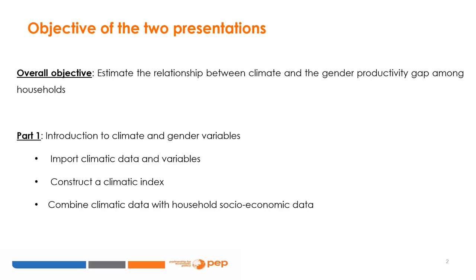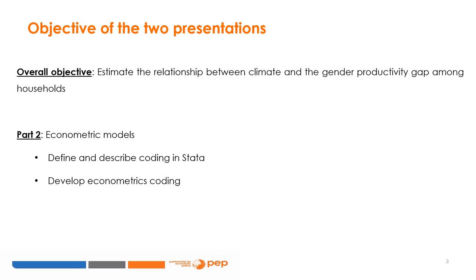In part one, we will introduce climate and gender variables. We will start with an overview, then we'll discuss the data sources, and then merge these variables with a household's database. Then we'll discuss how to import climatic data and variables from different sources, construct a climatic index, and combine climatic data with household socioeconomic data. An example is the Mali LSMS data.